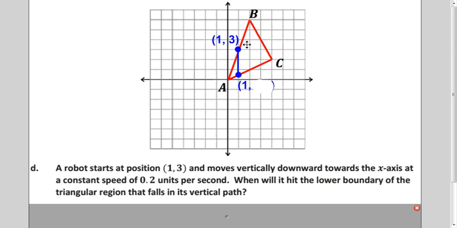We have a robot over here at position (1, 3) that's going vertically downward to the x-axis at this speed. When will it hit the lower boundary?